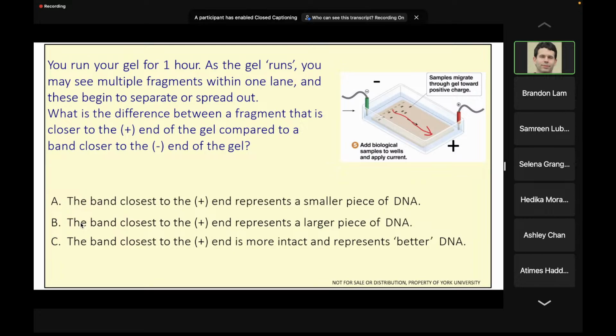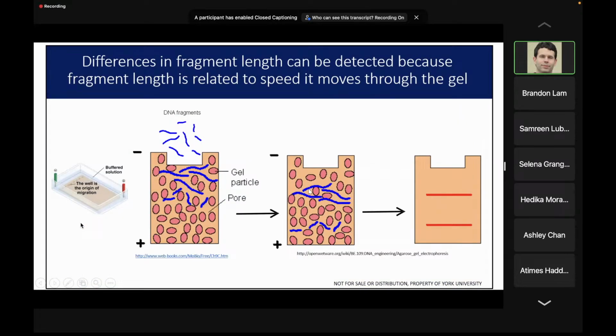64% of the class is saying A. The band closest to the positive end represents the smaller piece of DNA. And that's correct. The reason is that DNA is negatively charged and it's getting pushed through the gel from the negative end to the positive end. And the bigger DNA gets slowed more than the smaller DNA, and so ultimately it comes out as individual bands like this.